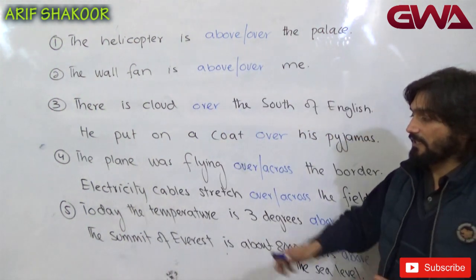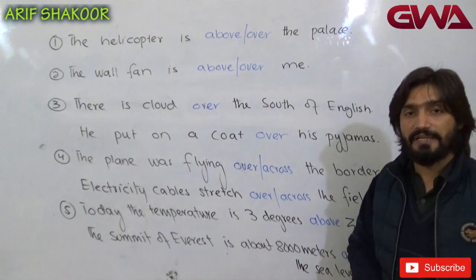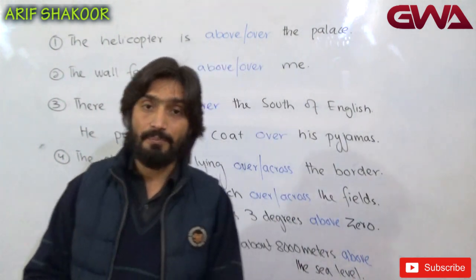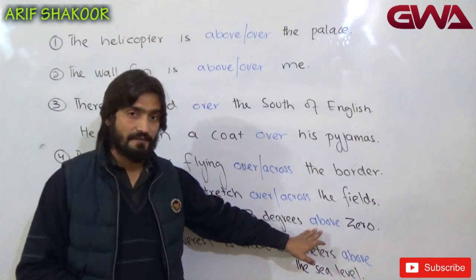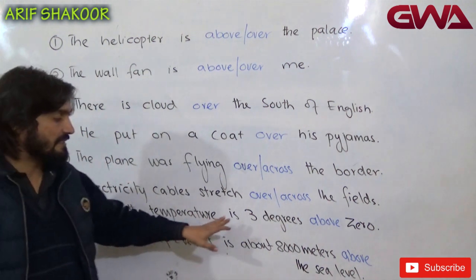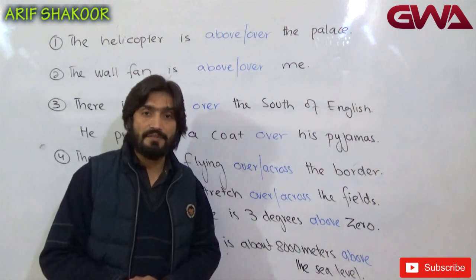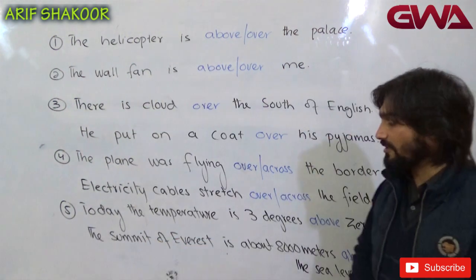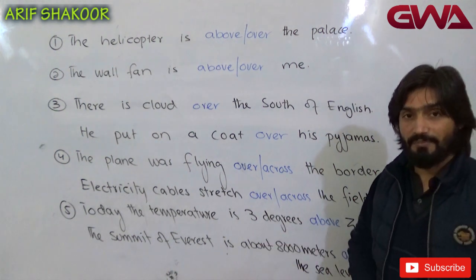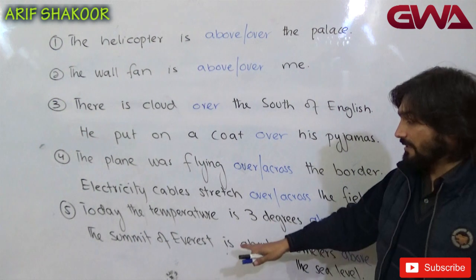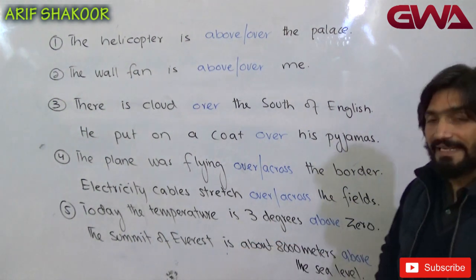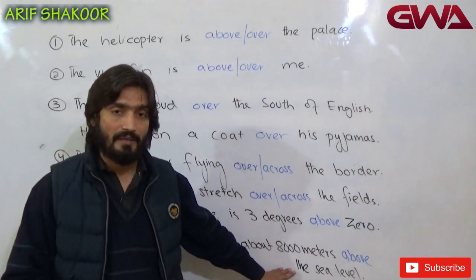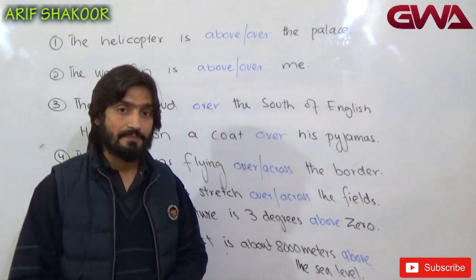The fifth point, today the temperature is 3 degrees above zero. When we talk about measurements, we should use above. Another example in the same point, the summit of Everest, which means Mount Everest, which is in Nepal, is about 8,000 meters above the sea level. Here we are talking about measurement.